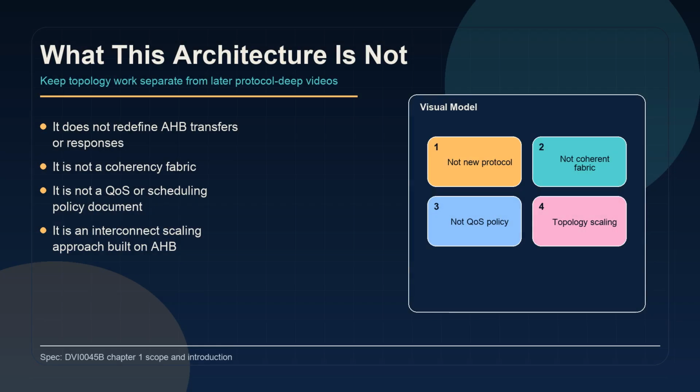It does not replace AHB transfer rules. It does not define coherency behavior, and it does not serve as a scheduling or quality of service standard. Its job is to explain how to scale AHB-style access with a matrix.